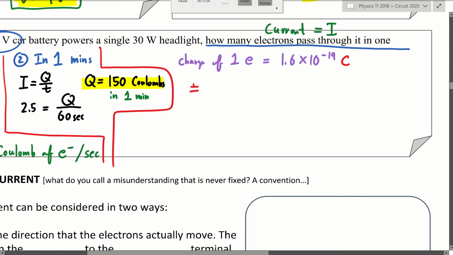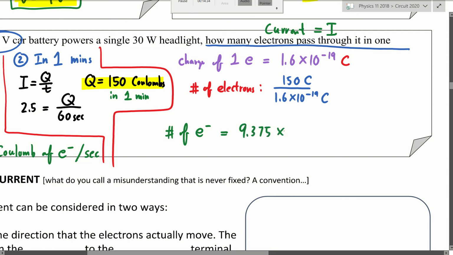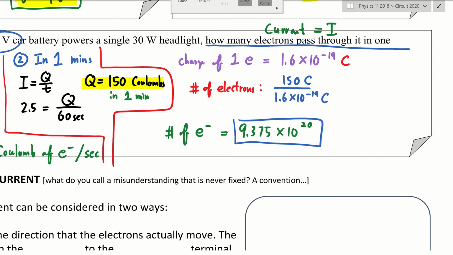Okay, so the number of electrons is going to be 150 coulombs divided by every electron having 1.6 times 10 to the negative 19 coulomb. So how many electrons will actually make up 150 coulombs? So the number of electrons turns out to be 9.375 times 10 to the 20. So how big is that number? I think it is 900 billion billion? Yeah, 900 billion billion electrons.